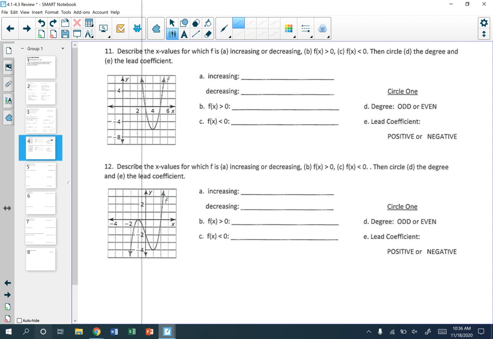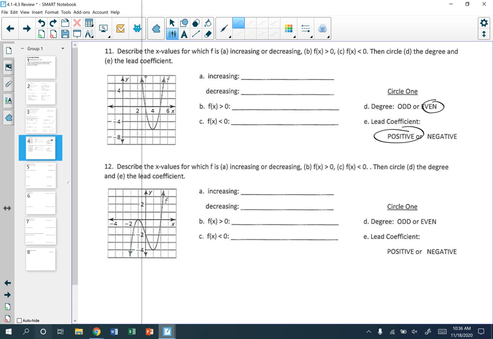Now, number 11. So this might be something new. Describe the x values for which f is increasing or decreasing, where f of x is greater than 0, f of x is less than 0. Then circle the degree and the leading coefficient. So I'm going to actually start there because I am pretty confident on that. Both ends are going up, so that means it's even. They're in the same direction. And since they're up, that's positive. So it's an even positive polynomial.